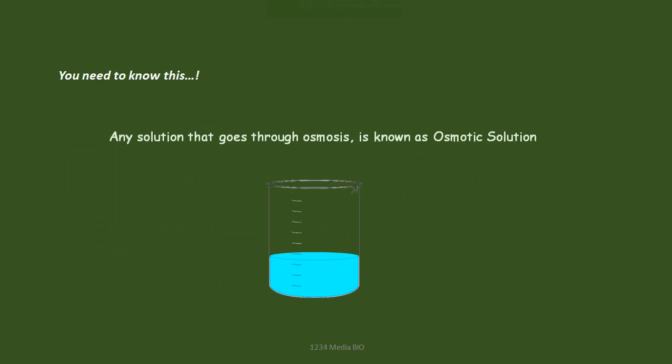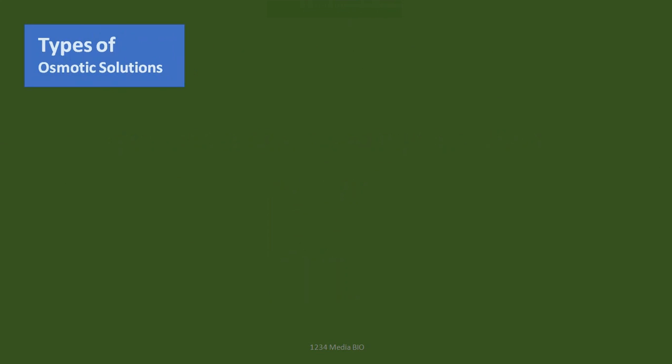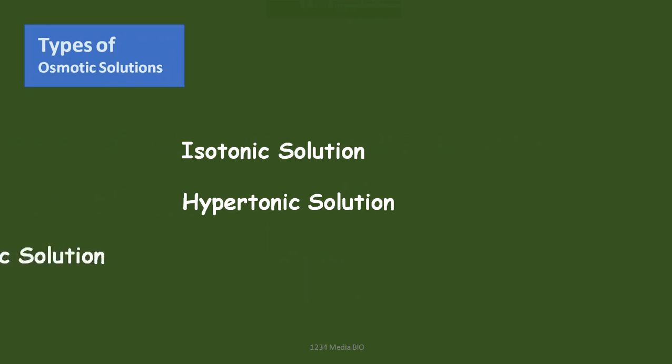Any solution that goes through osmosis is known as an osmotic solution. So there are three types of osmotic solutions: isotonic solution, hypertonic solution, and hypotonic solution. Let's dive into the details of these solutions.